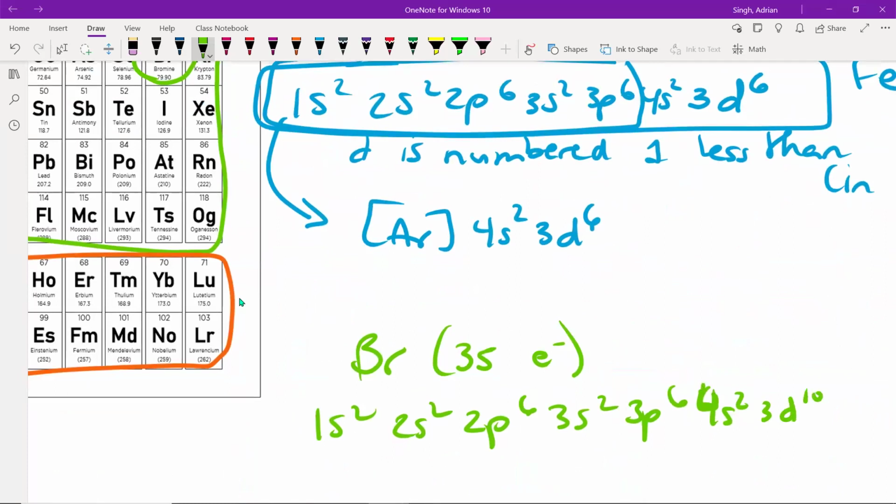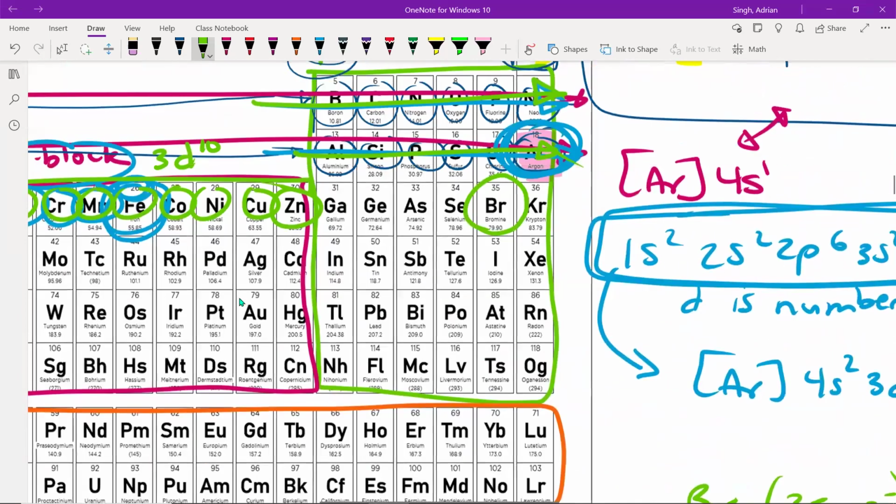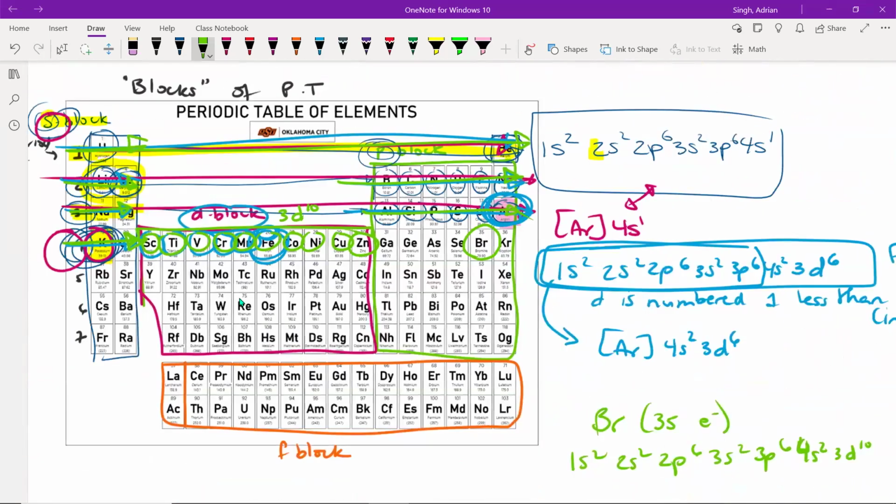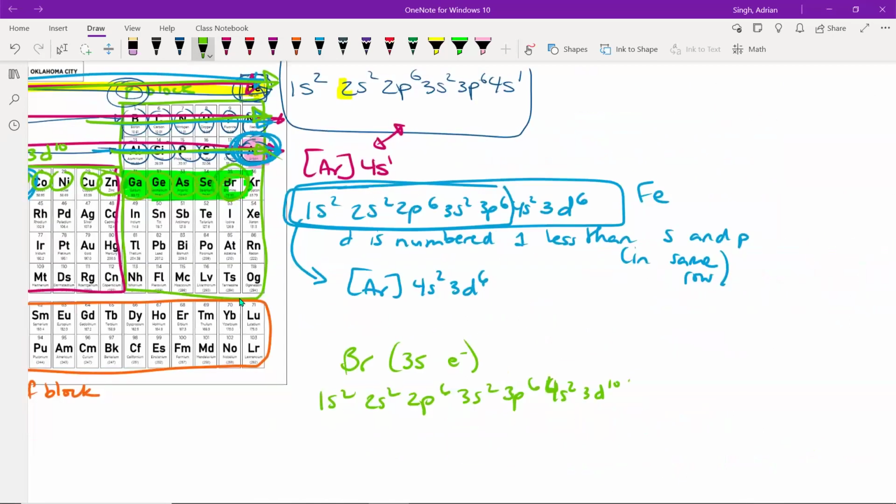So 3d10. And now I'm back into the P block over on the right side. Let me highlight this in green. I'm now in the fourth row, and the S and the P are always numbered the same. So this was 4s down here, this would be 4p. And then how many do I need to go across? 4p, 1, 2, 3, 4, 5. So 4p5. And that would be the electron configuration for bromine.